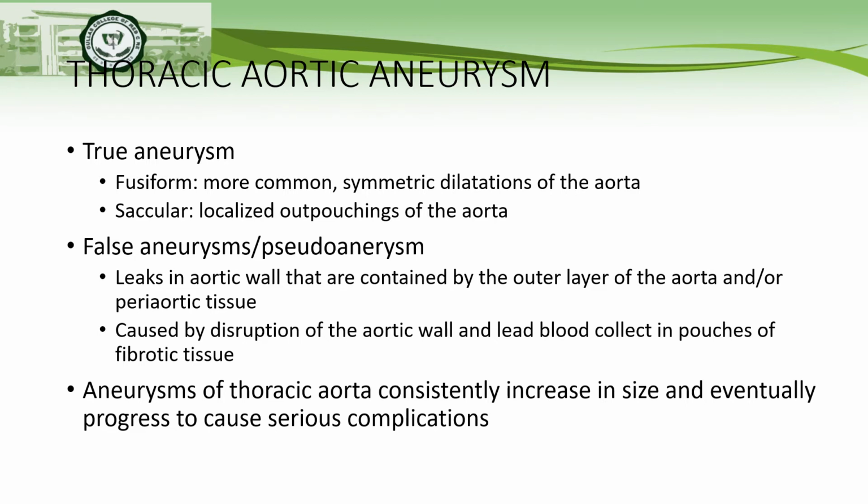Aortic aneurysms can either be true or false aneurysm. True aneurysm can take two forms, fusiform and saccular. The fusiform aneurysm is more common and is characterized by symmetric dilatations of the aorta, while the saccular aneurysms are localized outpouchings of the aorta.